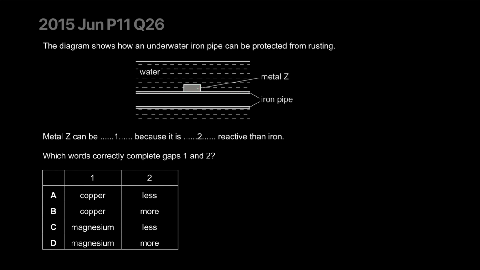So very interesting phenomena. And yeah, so this happens when metal Z is going to be magnesium. And between magnesium and copper, magnesium is more reactive than iron, and iron is more reactive than copper. Or in other words, copper is less reactive than iron. So copper won't do it. Because it is more reactive, like I just said. It's more reactive. So this is more reactive. So we got D is our answer.